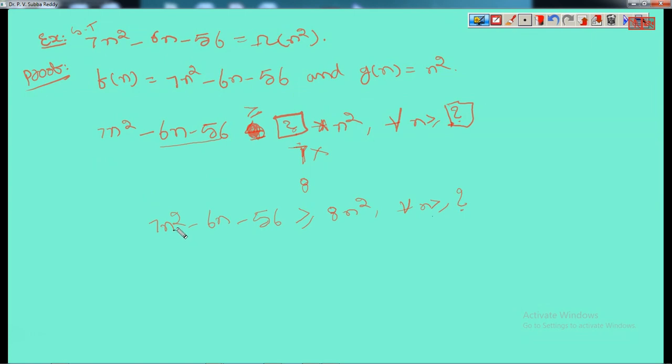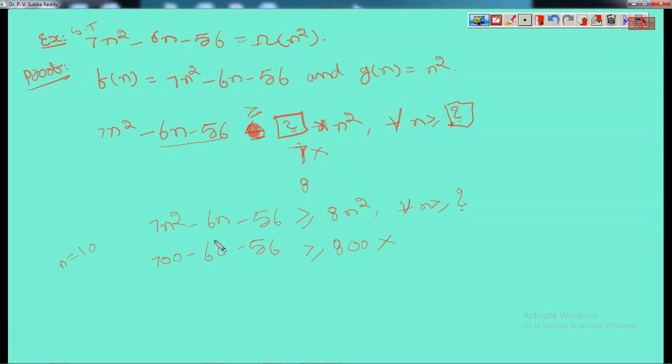Now n equal to 0, what is this value? Negative value. Here itself it is a mistake. N equal to 1, again negative. N equal to 2, again negative value. N equal to 9, again negative value. N equal to 10, what is the value you get? 10 square means 700 minus 60 minus 56, greater than or equal to 8 into 10 square, 800. This is also wrong. N equal to 10 also it is wrong.